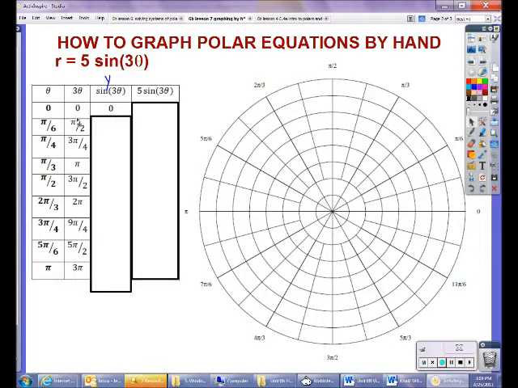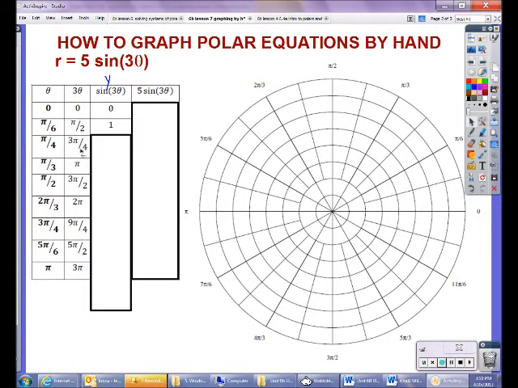For the next one, we have sine of pi over 2. Pi over 2 is 90 degrees. On our unit circle, we would have gone up 1. By the way, this right here is our unit circle. It's kind of tiny, but it's still a unit circle. So we've gone up 1.